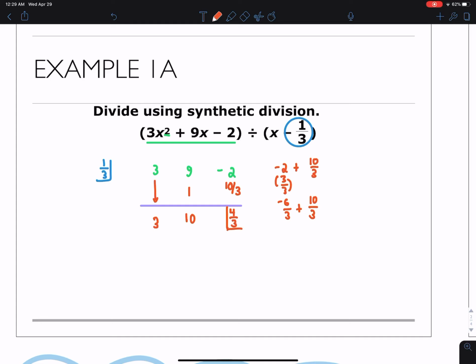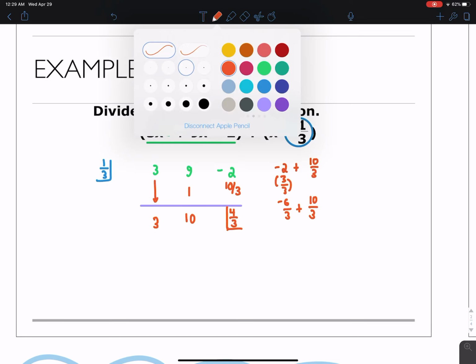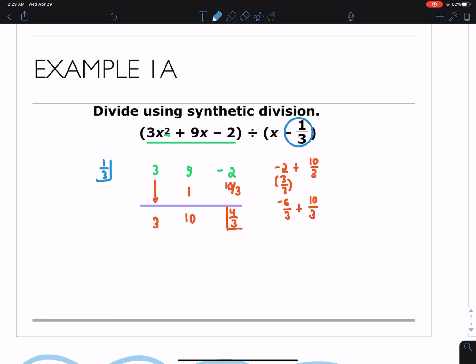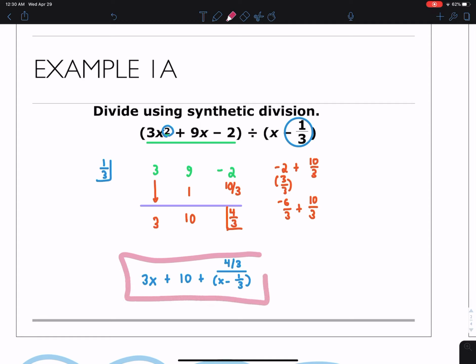You shouldn't get a lot of fractions with your examples that you're going to get for this. So again, that doesn't really tell us anything. We need to actually write what our quotient would be. So we had x to the second to start, which means this is going to start with x. So we have 3x, and then we just have 10. And then we would have our remainder, which would be 4/3 over x minus 1/3. But again, you're not going to have a whole lot of fractions to work with, even though this example had one. And there is your quotient.